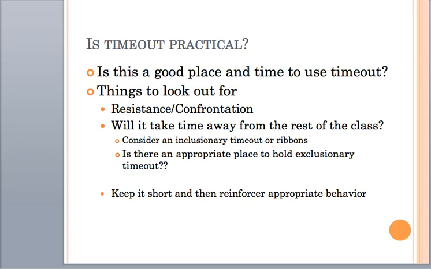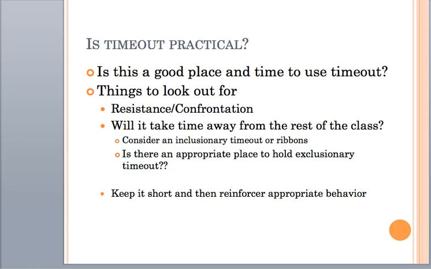Timeout is hard to use when you're out in the community. If I were taking some of the guys from the Trellis Center to Super One, and I've got 4 or 5 of them and I'm watching them all together, it's very hard for me to put one individual in timeout in Super One when I'm in charge of more than one individual. So it may not be practical.